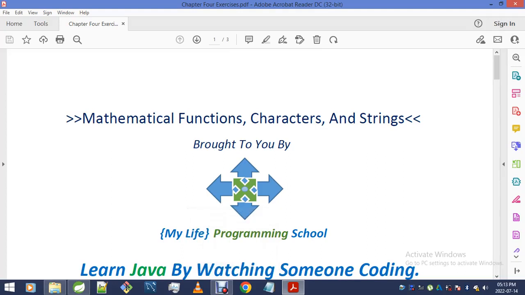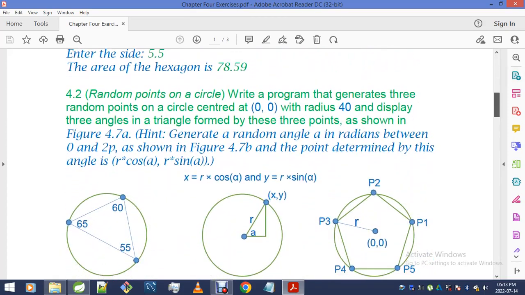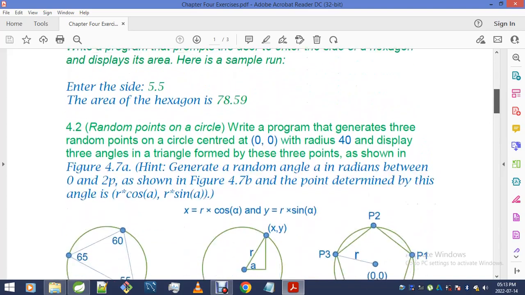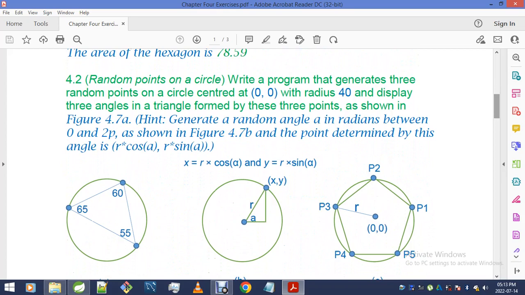Hey, Java Absolute Beginners. Let me continue with this exercise, with this chapter here. Right now I'm about to jump onto exercise 4.2, random points on a circle.